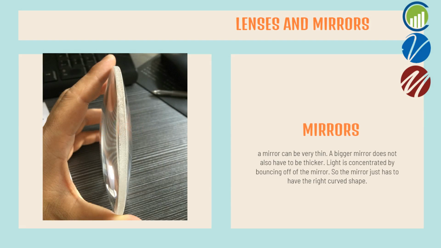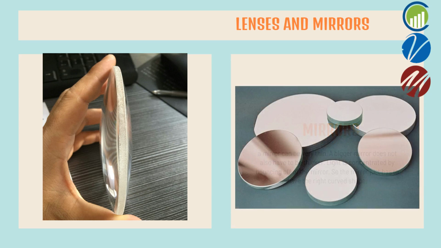Now, on the other hand, we have mirrors. A mirror can be very thin. A bigger mirror does not have to be thicker. Light is concentrated by bouncing off the mirror, so the mirror just has to have the right curved shape. And these are examples of telescope mirrors. Interesting. So let's continue.